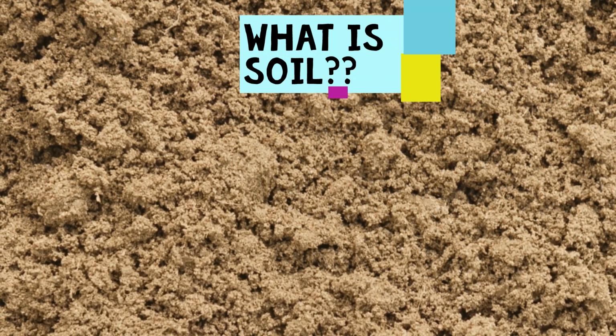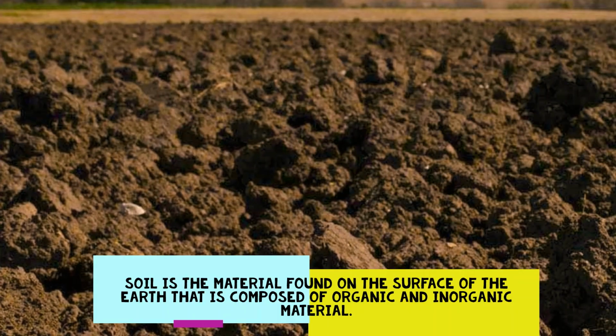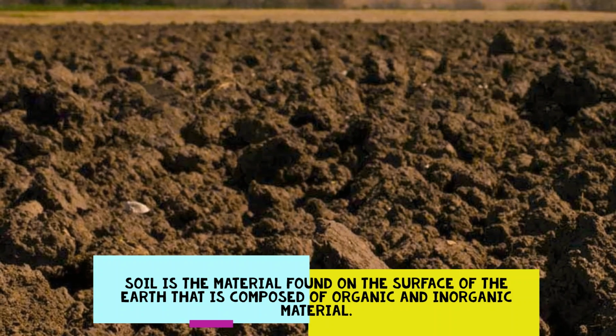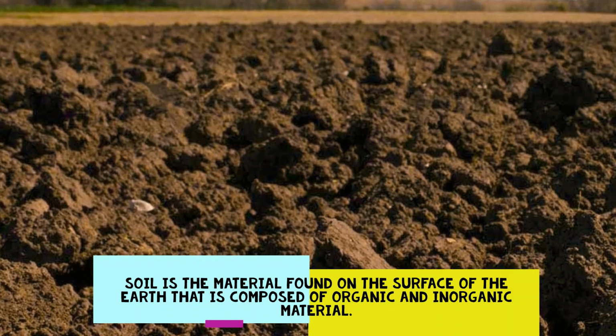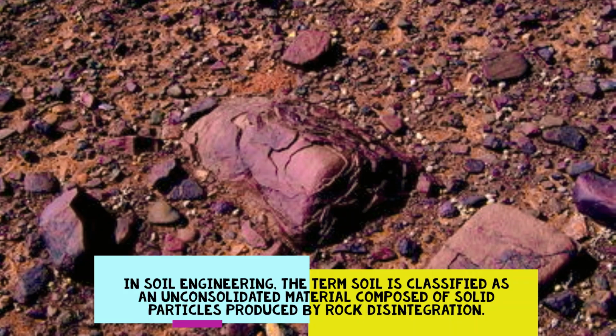Do you guys know what is soil? Soil is the material found on the surface of the earth that is composed of organic and inorganic material. Soil varies due to its structure and composition. In soil engineering, the term soil is classified as an unconsolidated material composed of solid particles produced by rock disintegration, which is a physical weathering process.